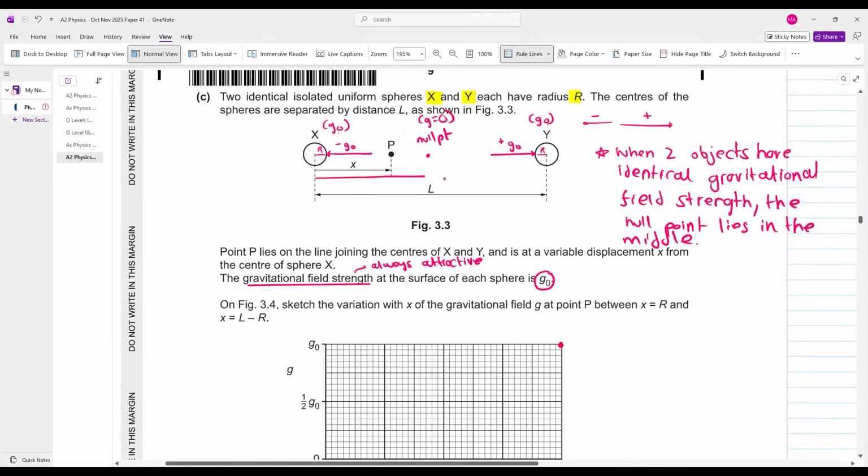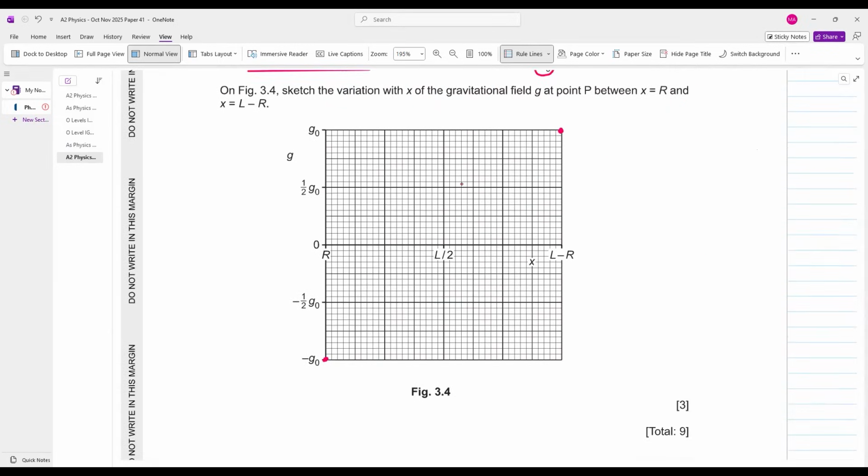At null point your gravitational field strength is 0. It lies in the middle, L over 2 from here. So you can say at a value of L over 2 your gravitational field strength becomes 0.